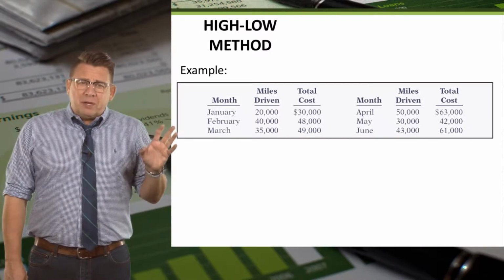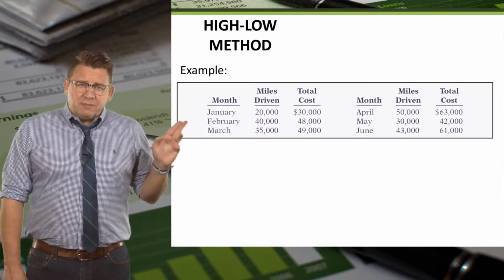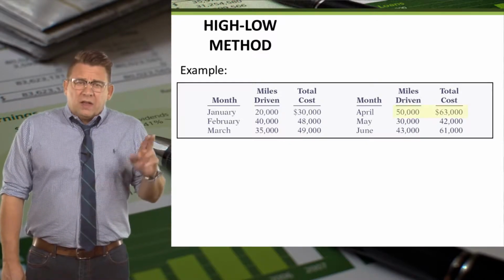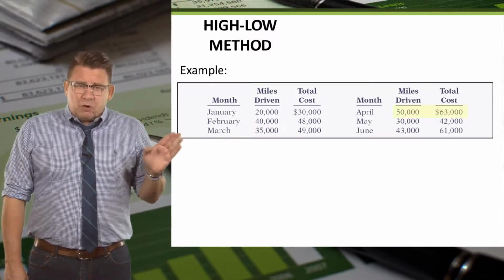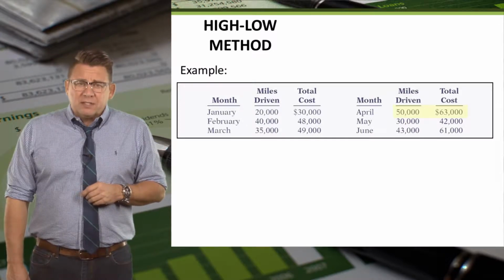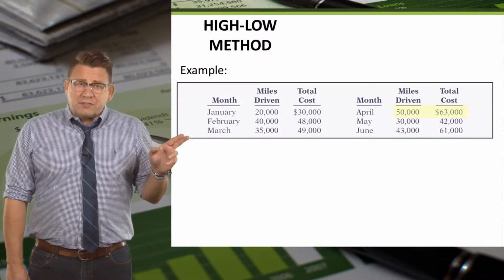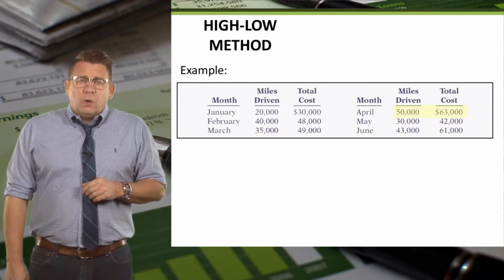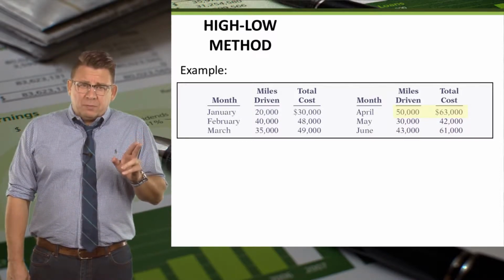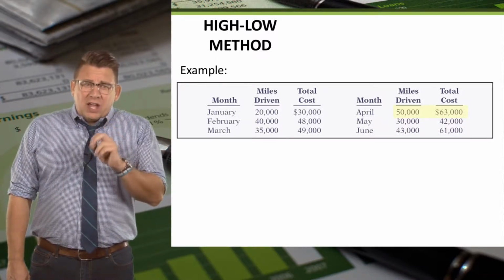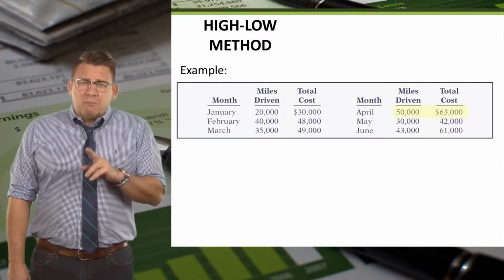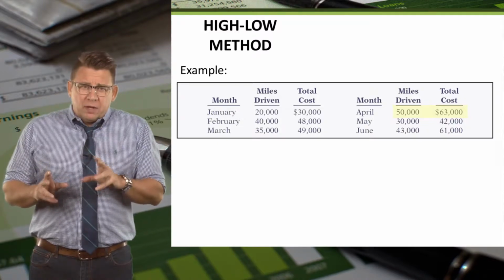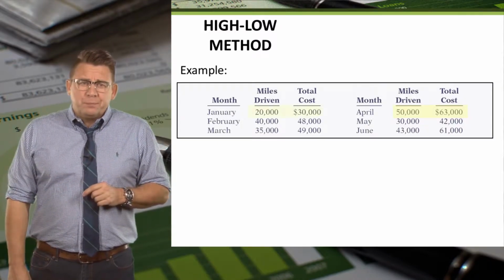So in a sample data set, notice the volume and costs for 6 months. The high level of volume is April at 50,000 miles. We also need the cost for this month, which is 63,000. We would always use 63,000, by the way, as the high cost, even if there is a month that had a larger amount. Remember, it's the volume that determines high and low.